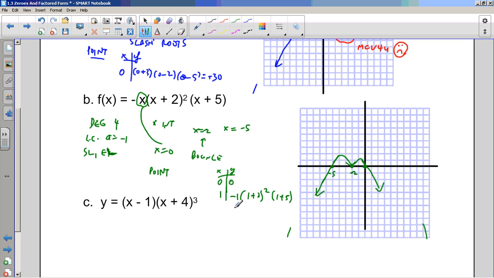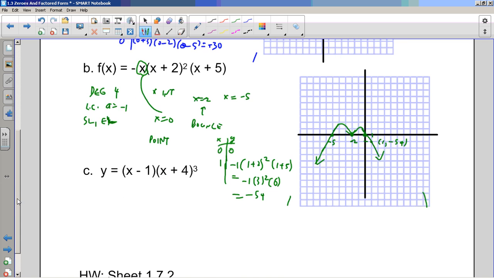And notice this calculating a point is a nice check to see if you got your slashes and bounces right, because notice that we don't know what the scale is, but it should be a negative number, and it is here. Negative 1 times 3 squared times 6 is negative 9 times 6 is negative 54. So look at right there, that point is the point 1, negative 54. So that little distance there is negative 54. So these hills, even though they don't look like much, are pretty big.